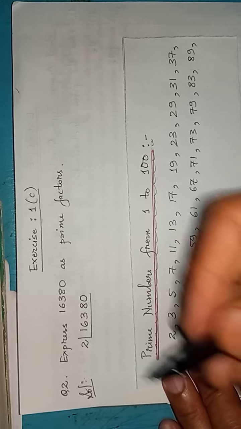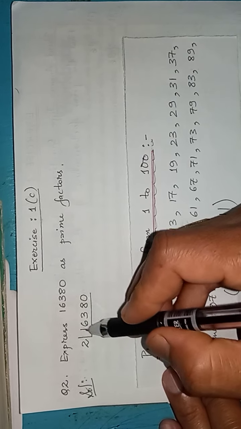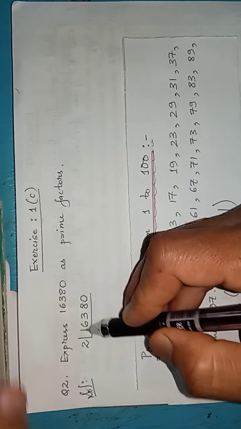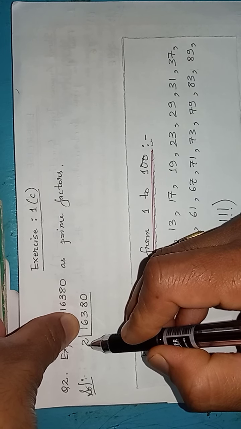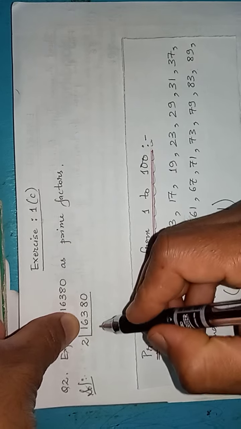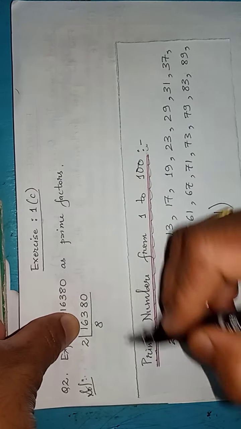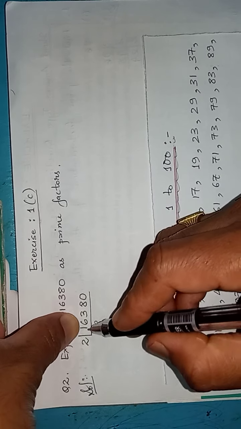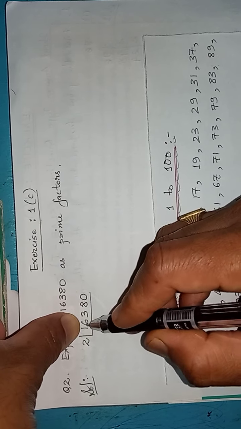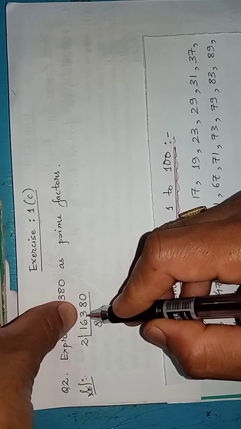I cannot take 1 because 1 is smaller than 2, so we'll take 2 digits. We take 1, 6, 16. Now recall the table of 2. 2 8s are 16. 16 minus 16, 0. Imagine that there's a small 16 here. 2 8s are 16, so 16 minus 16 is 0. Now who's next? Only 3.